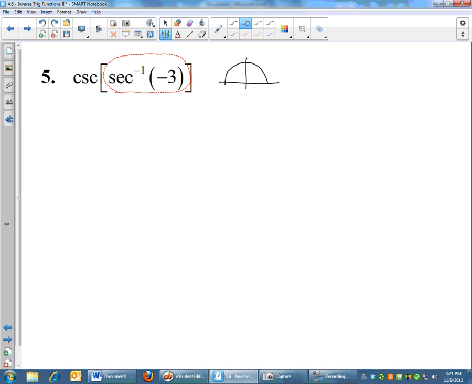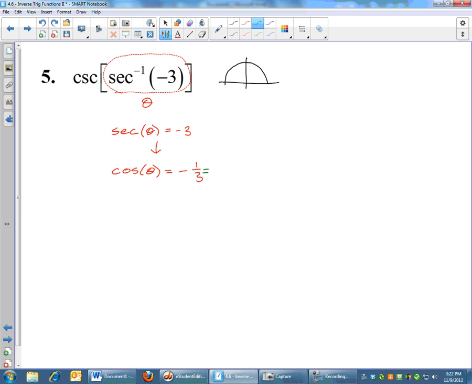And I know that secant, let's see, if that represents some angle, that means that secant of the angle has to equal negative 3. I'm not a big fan of thinking in terms of secant. If secant is negative 3, that's the exact same thing. Since secant and cosine are reciprocals, that's the same thing as saying cosine is negative 1/3, the reciprocal of negative 3.